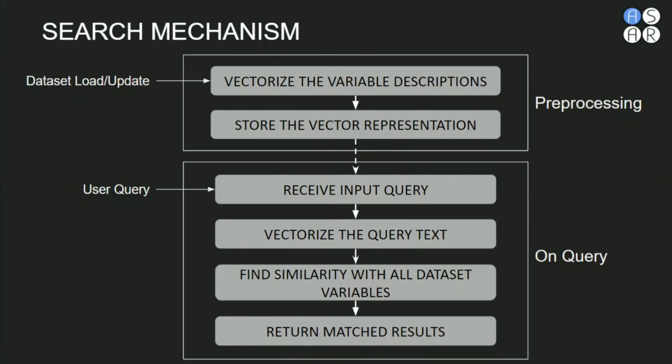On the query part, we receive an input query, and the input query is vectorized. So now we have two vector representations. One is of the input query, and the other is of the vector representation store. We find out the similarity, compare the similarity, and throw the matched as results.